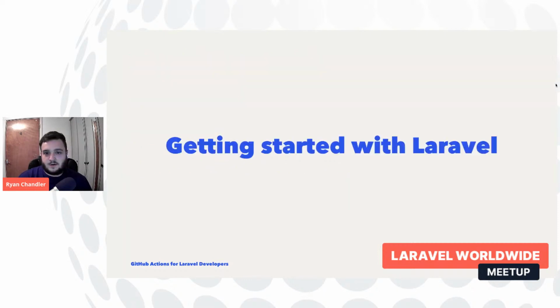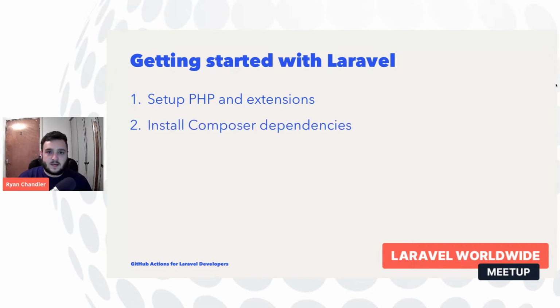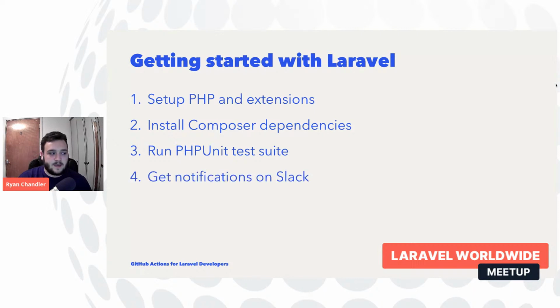I'm going to be going over Laravel applications in particular, so from an application standpoint, not packages. The steps for this are going to be quite simple as well. We're going to start by setting up PHP and the extensions that Laravel requires. We're going to install Composer dependencies. We're going to run our test suite, which is just a basic PHPUnit test suite. And then we're going to look at how we can get notifications for our test suite as well.